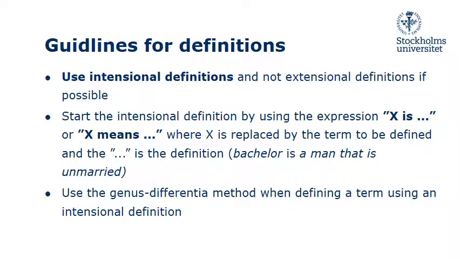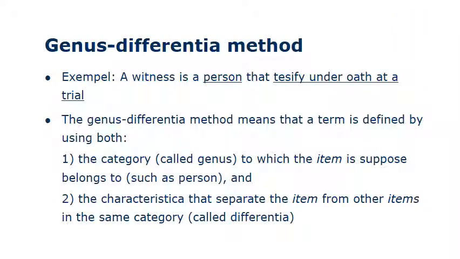Here I provide you with some guidelines for definition. You should use intentional definitions and not extensional if possible. You should start the intentional definition by using the expression "bachelor is" or "bachelor means", and then define what you mean by it. And you should use the genus differentia method when you define a term. The genus differentia method is described in this slide here, but I start with an example.